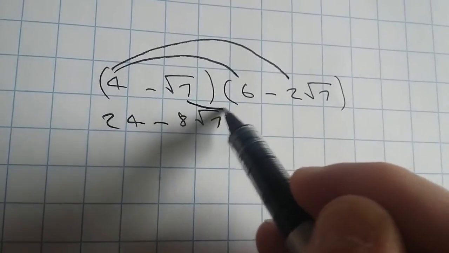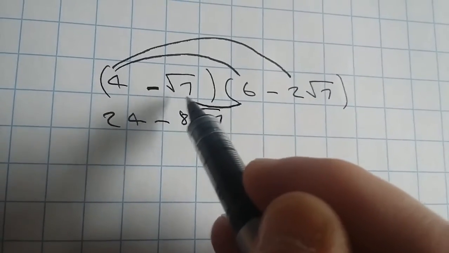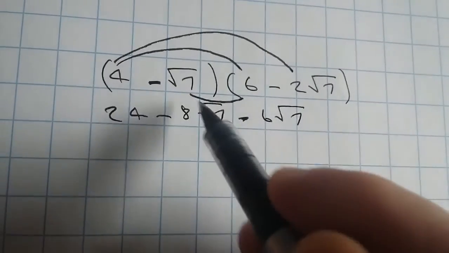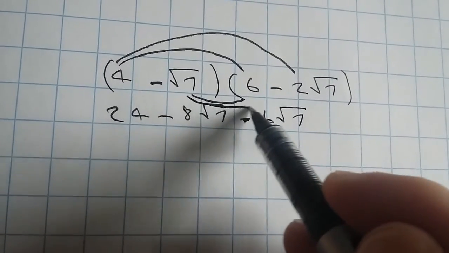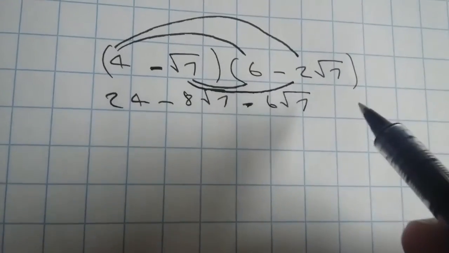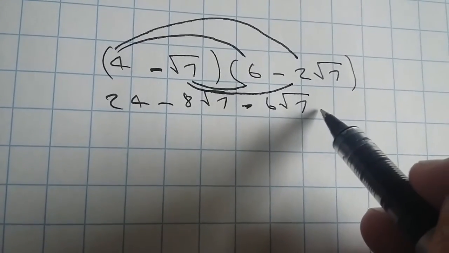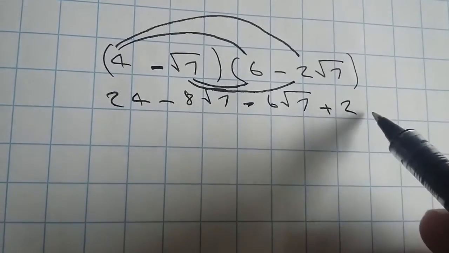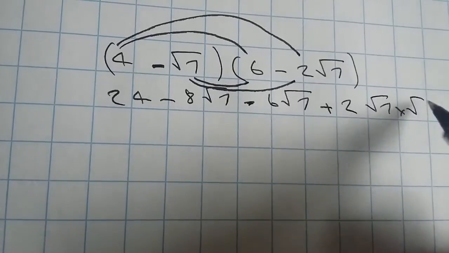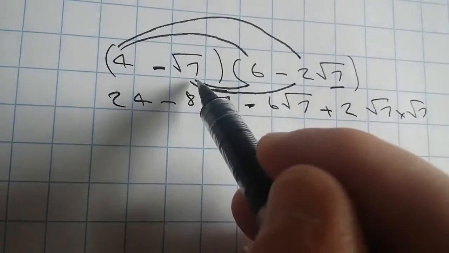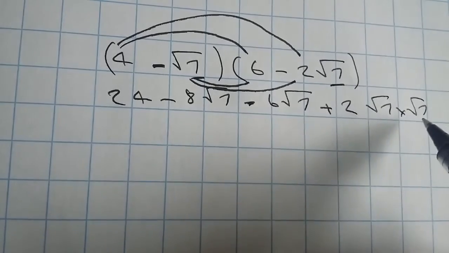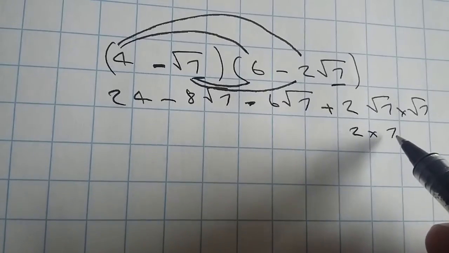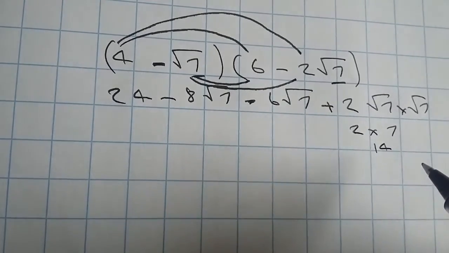Now I'm going to do, in fact it's minus root 7 times 6, so it is minus 6 root 7. Then I've got minus root 7 times minus 2 root 7. I've got minus times a minus, so it's a plus. I've got that 2 there. I've also got root 7 times root 7. Root 7 from there and root 7 from there. Root 7 times root 7 is actually 7. So this whole thing at the end comes out to be 2 times 7, which is 14.